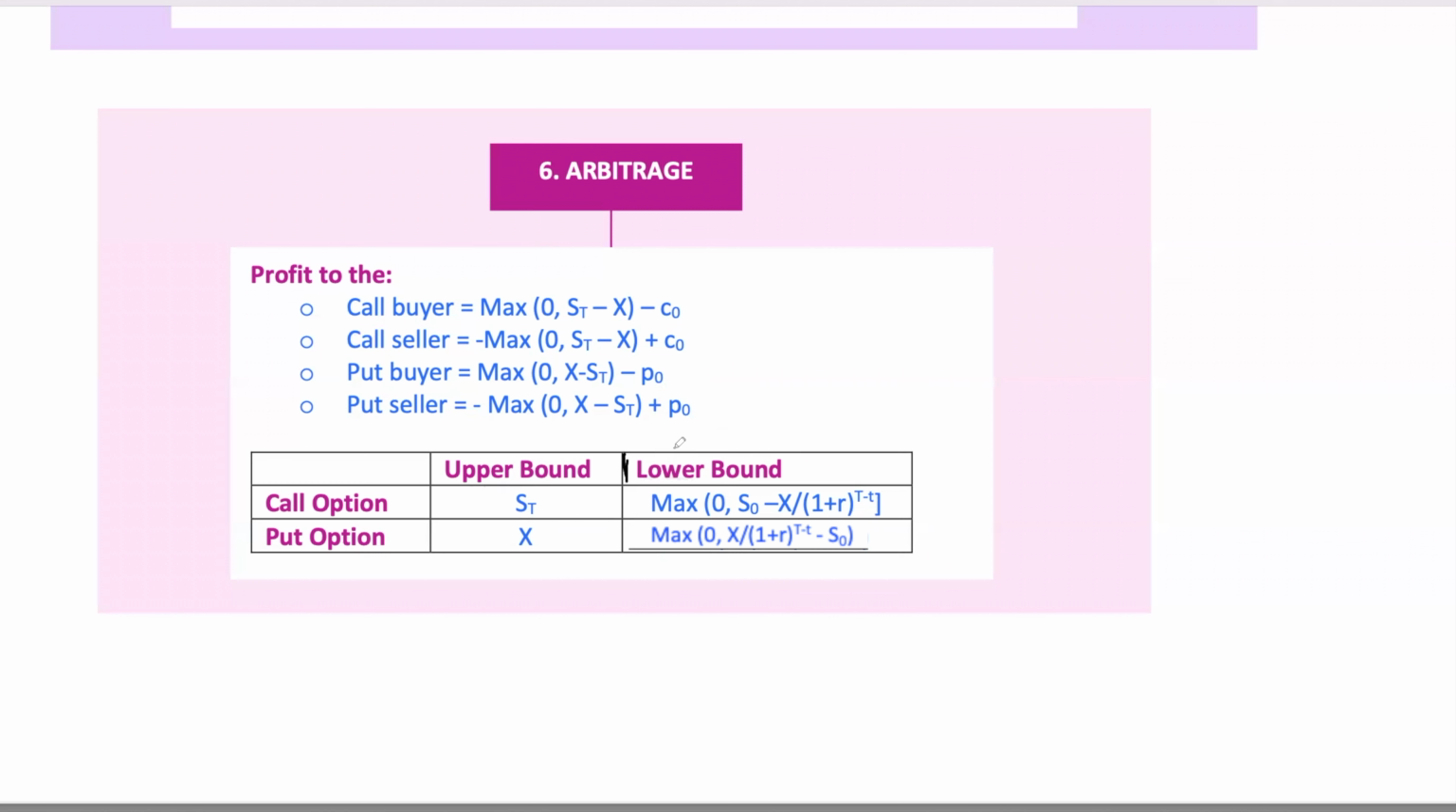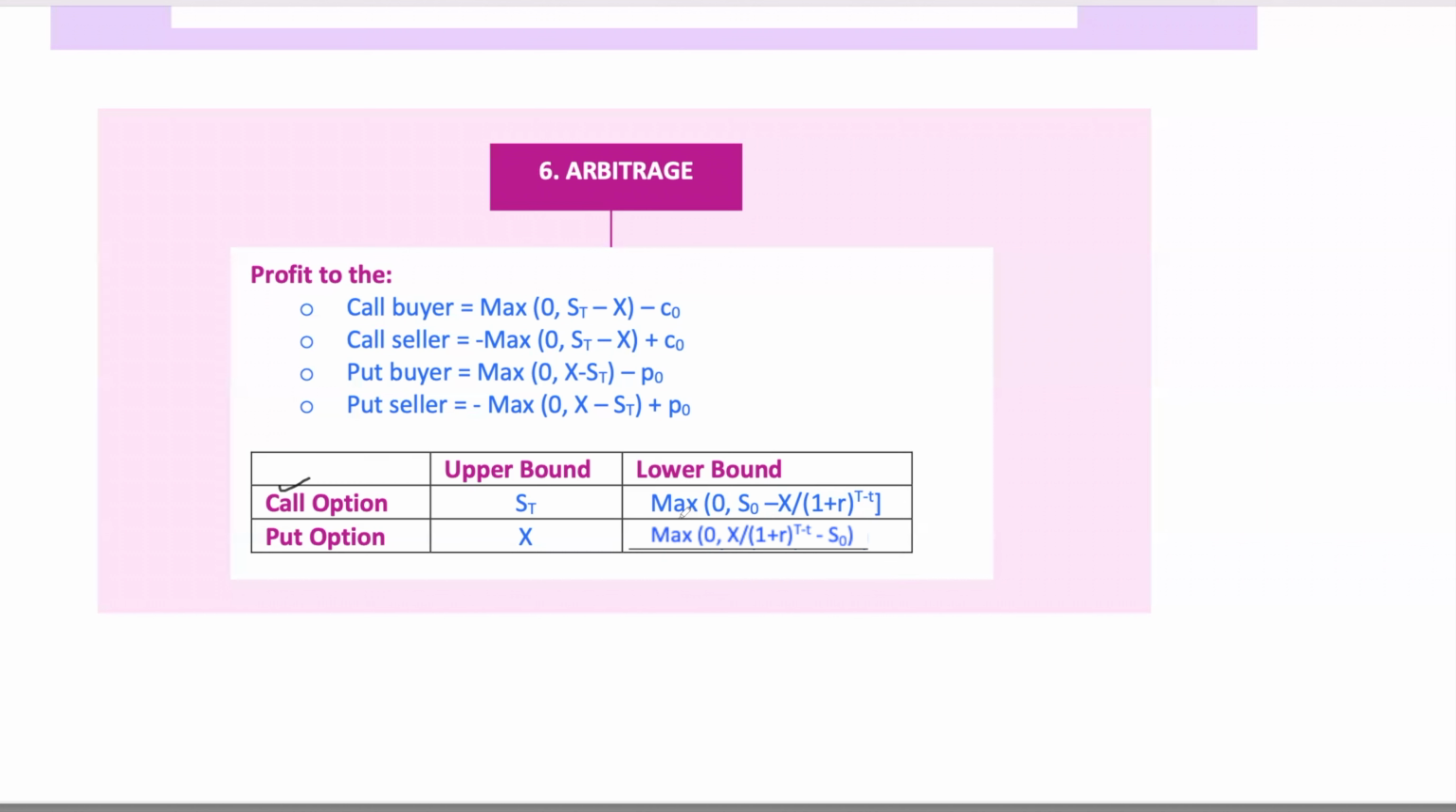Now let's talk about the limits on an option's price, how low or high it can go. First, let's look at the lower bound, or the absolute minimum price an option can have. An option can't be worth less than zero. Nobody's going to pay you to take on risk. But more specifically, there's a formula that ensures options are priced fairly.